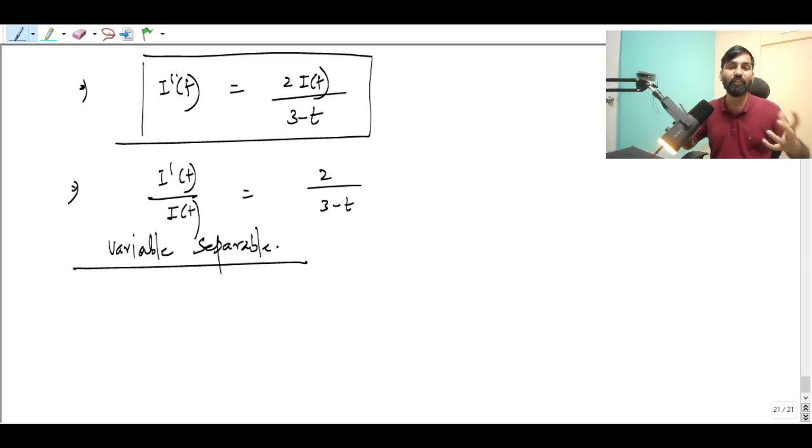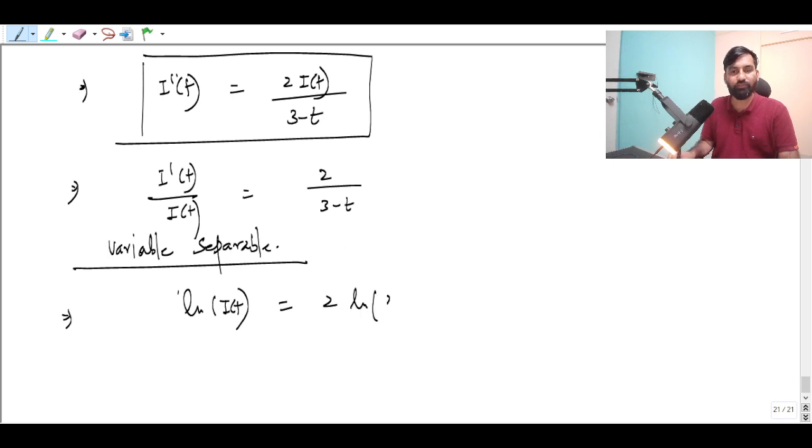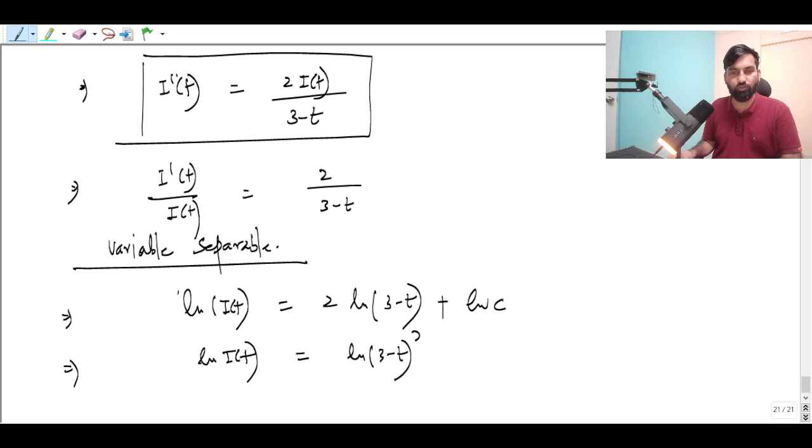If you're going to apply your known results, they are all going to fail. So what you can do here is simple. It will be nothing but ln it, right? ln it is equal to 2 times ln of 3 minus t plus ln c, some constant c. So this is going to be ln of (3 minus t) squared plus ln c, right?